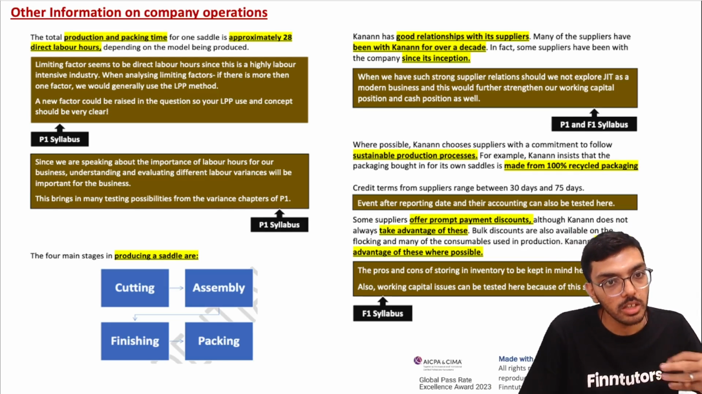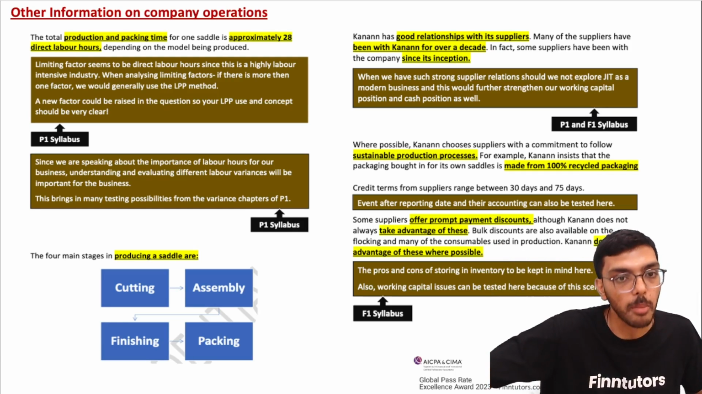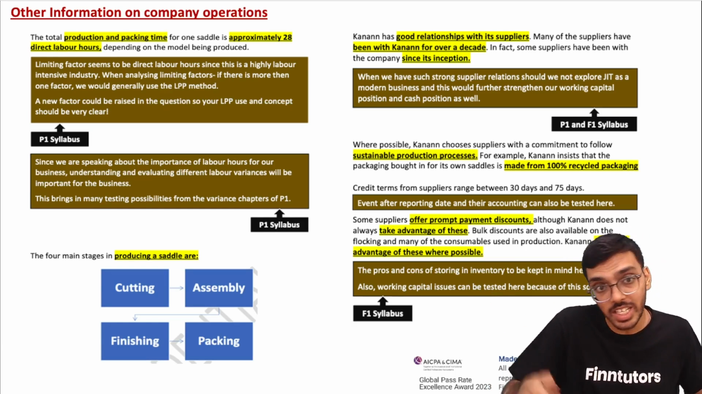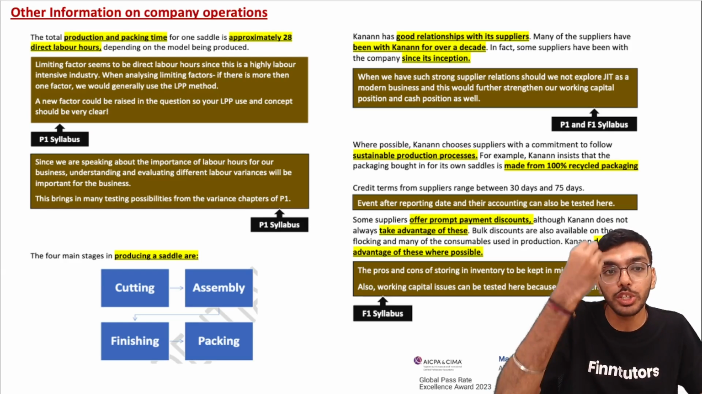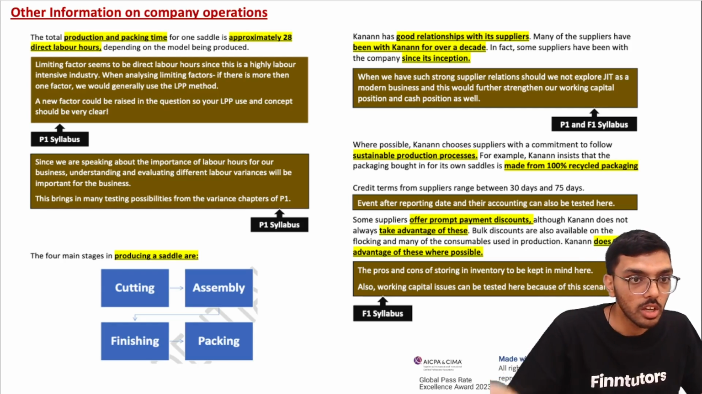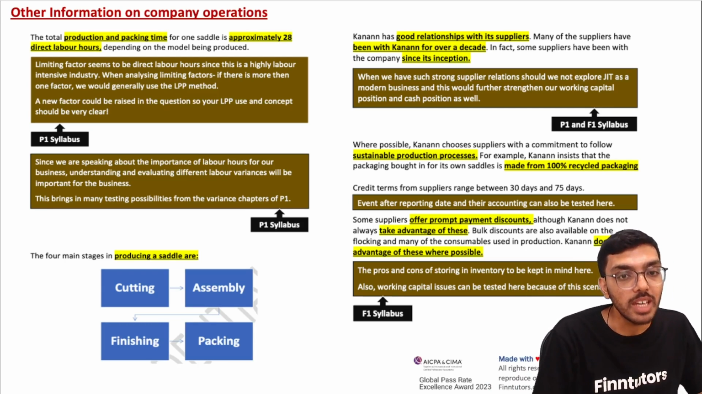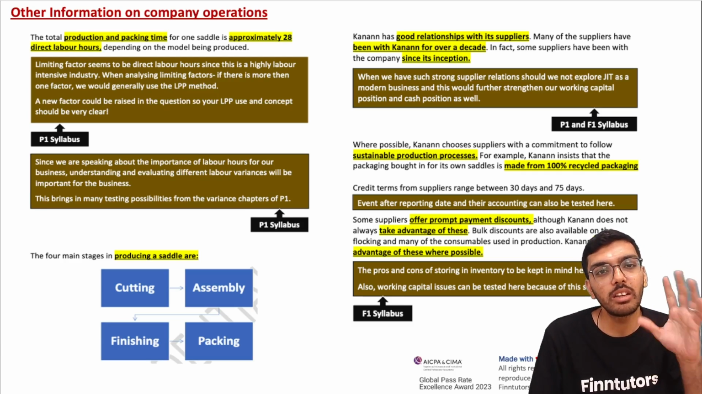So LPP from your P1 syllabus again is an exam favorite topic, and we have a couple of mock questions ready on it to test you and to tell you how to tackle LPP related questions, but you've got to revise it. Now, since we are speaking about the importance of labor hours for our business, understanding and evaluating different labor variances will be very important. So your P1 syllabus on variances, on labor variances, idle time variances, very important.